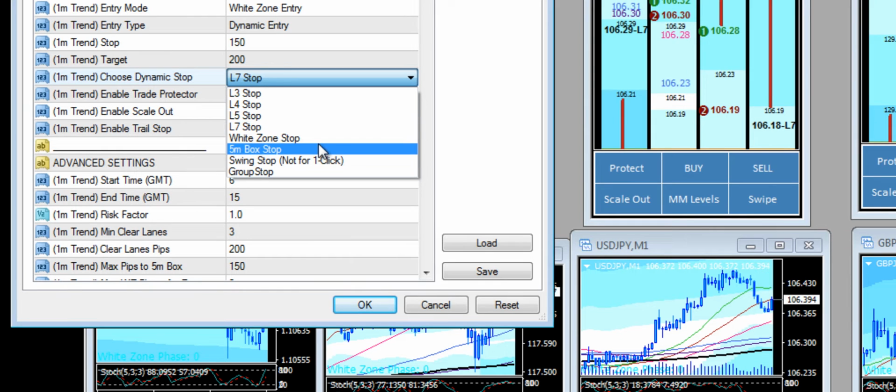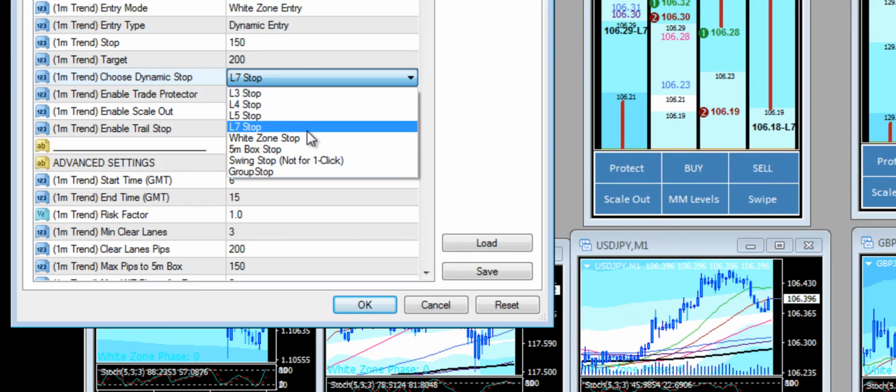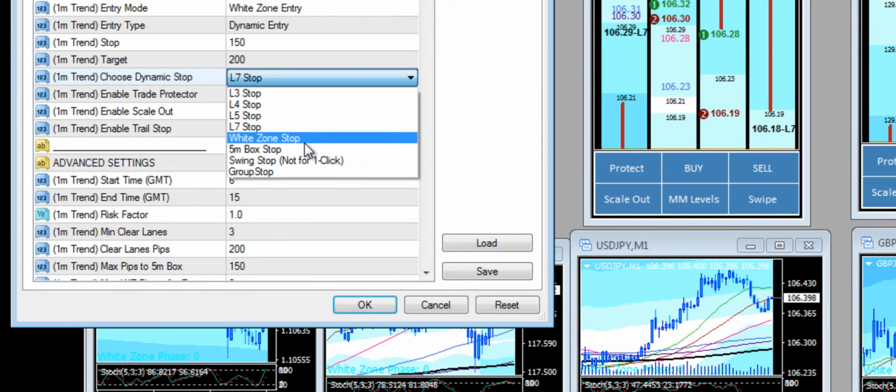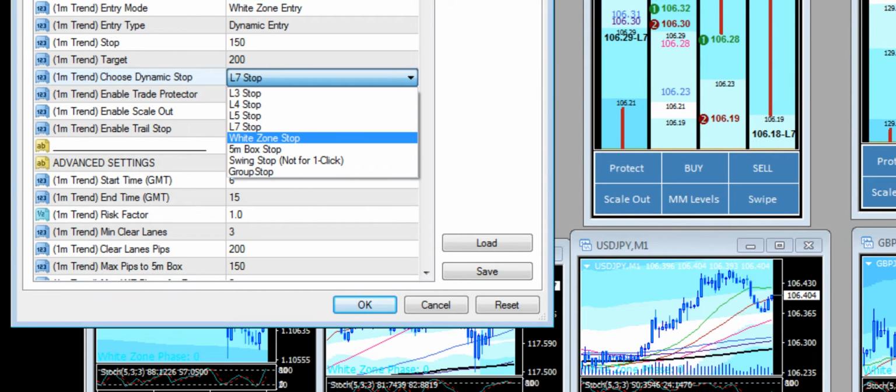It's not bad. You can also use a white zone. So if this is a 1 minute trend, it's going to use the 1 minute white zone. It'll tell you which white zone it's going to use. If it doesn't tell you a time, it's the same time frame. You can also use a 5 minute box as a stop. So if you enter a 1 minute trade here, you can say, look, I just want to break out if it breaks below the 5 minute box. If the 5 minute box can't push it up, I don't want any part of it. So you can use a 5 minute box as a stop.